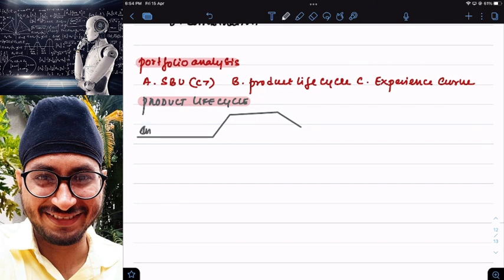One is introduction, then we have growth, then we have stability, and then we have decline. Clear? Introduction, growth, stability, decline. Together they are called what, sir? Together they are called as product life cycle.